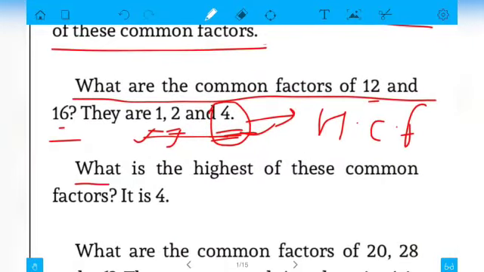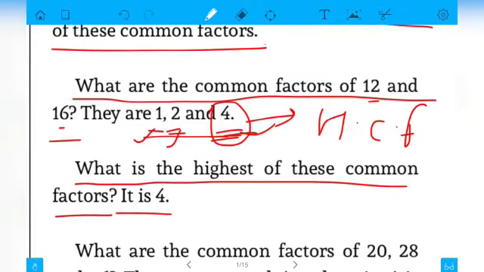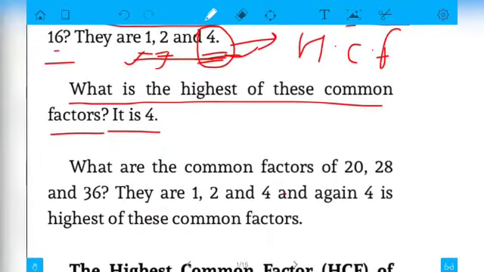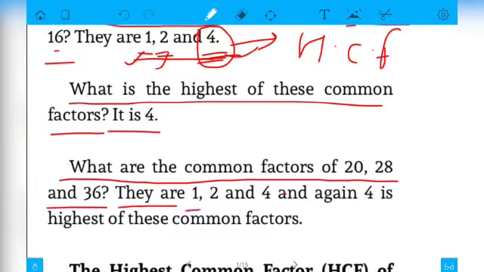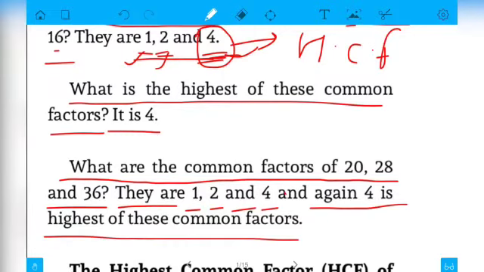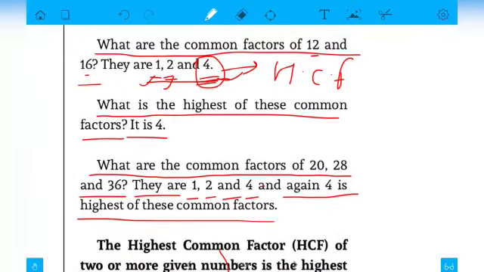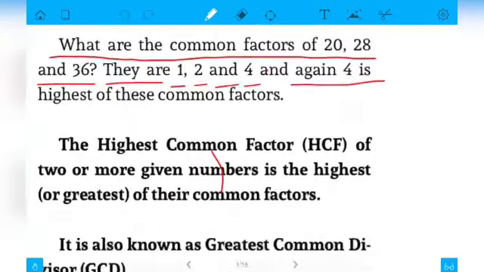Now what is the highest of these common factors? It is 4. Now what if more than two numbers are given, for which we have to find the highest common factor? So what are the common factors of 20, 28 and 36? They are 1, 2 and 4. And again 4 is the highest of these common factors. Now let me explain how it works. But before that, you should read this.